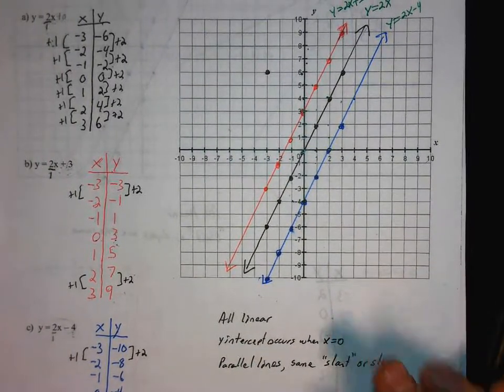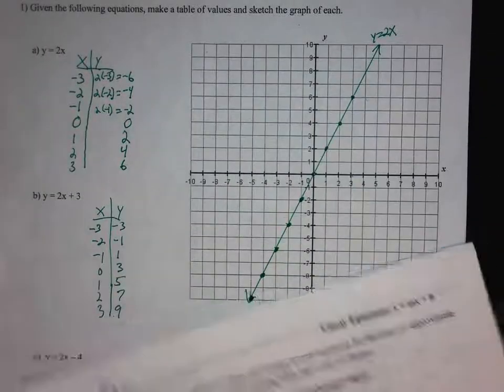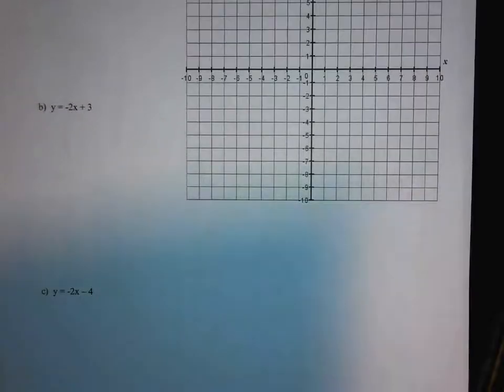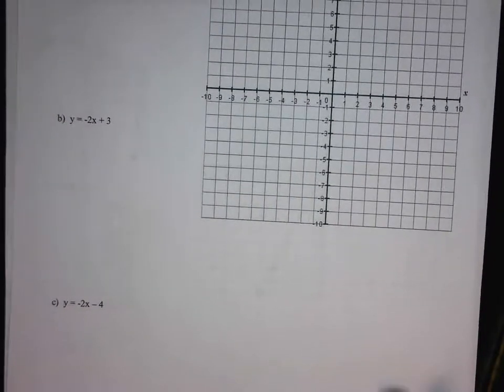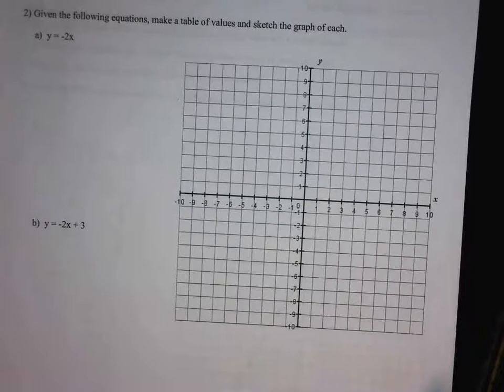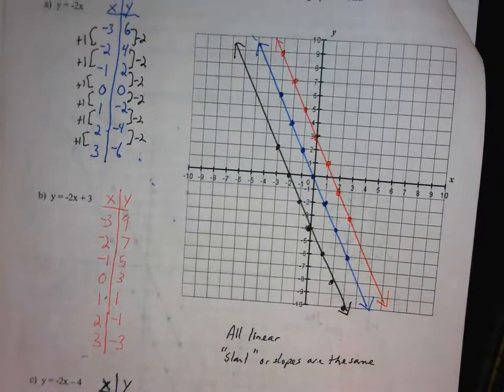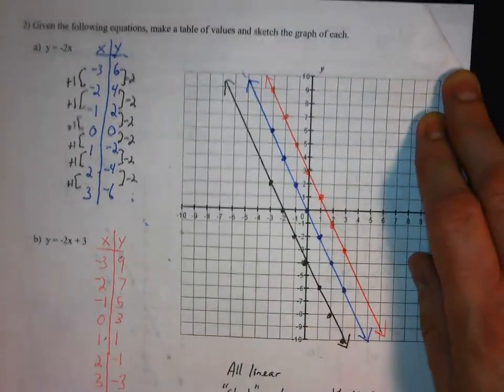On the next page, we're looking at the same directions, except now we're going to put a negative in front of the 2x and see what that does to the graph. So you're going to make a table of values just like you did before, from negative 3 to 3. And again, if you need to pause the video, go ahead. But I'm going to show you the answers here for the graph. It should look something like this.